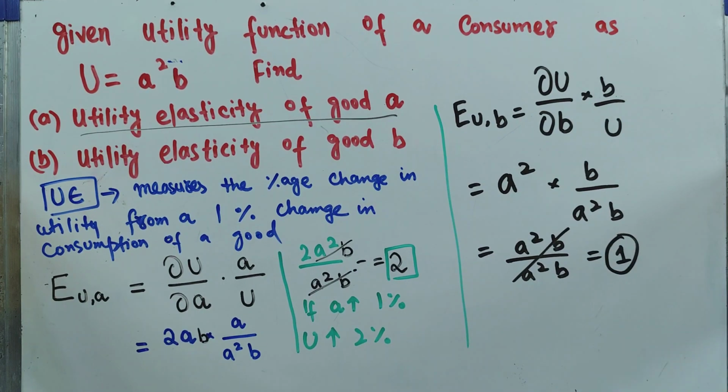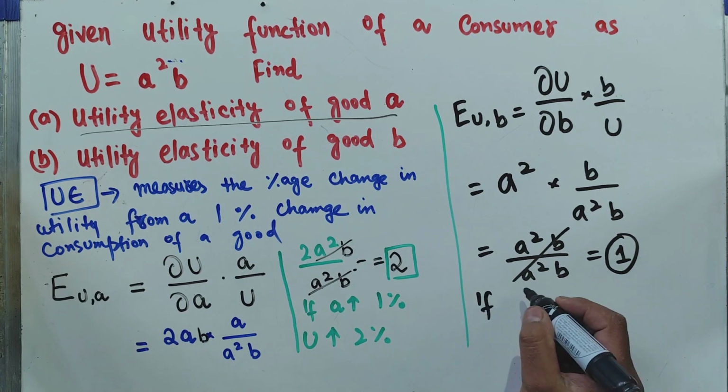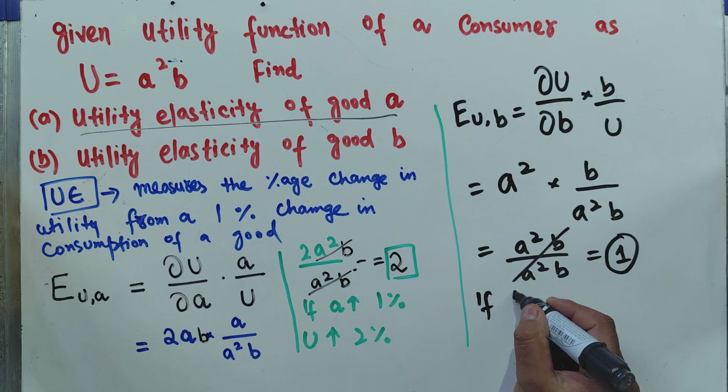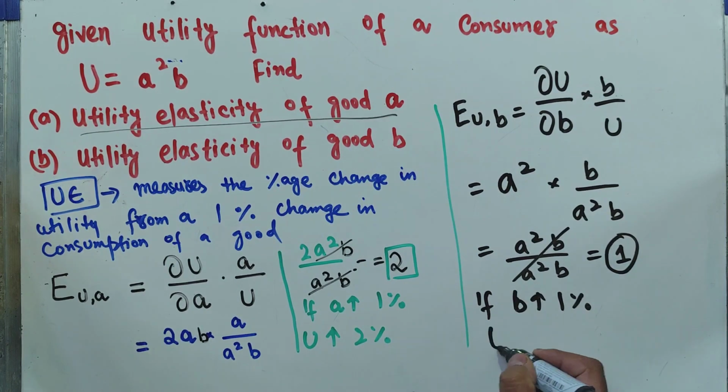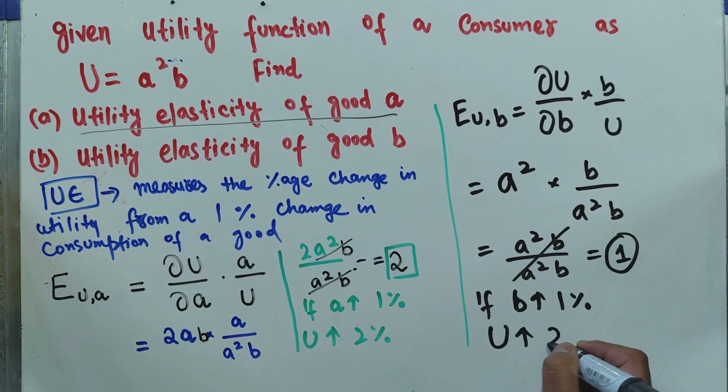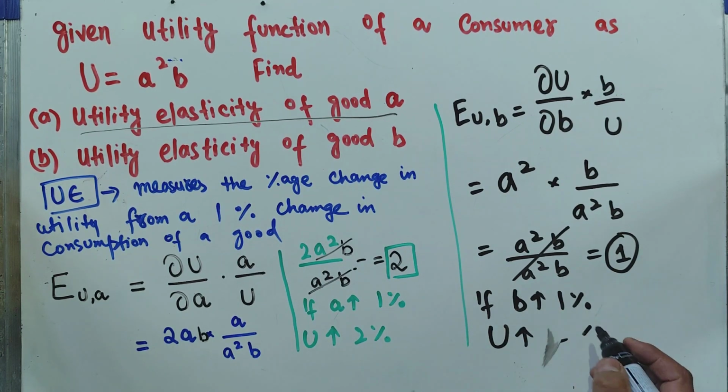So the utility elasticity of good B is 1. It simply tells us that if consumption of good B increases by 1%, the utility of the consumer will increase by 1%, because we got 1 as the utility elasticity.